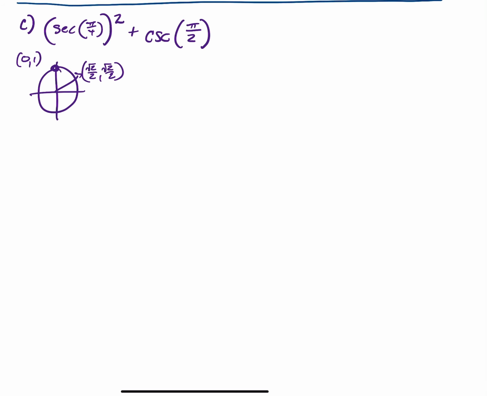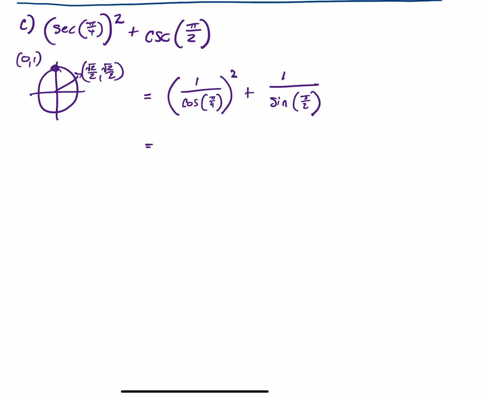So if we have the secant squared, well, the secant, remember we said was 1 over the cosine. So we can say this is 1 over the cosine of pi over 4, that quantity squared. And then we're adding to this the cosecant. We define that as 1 over the sine. This is 1 over the sine of pi over 2. All right, so let's just plug in our points now because we can relate this to the sine and cosine.